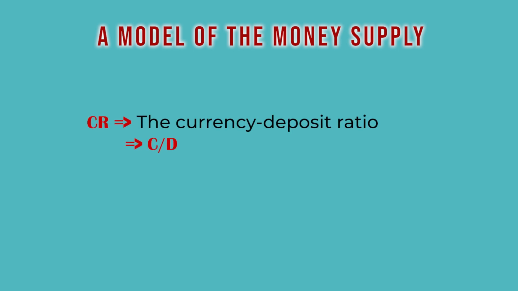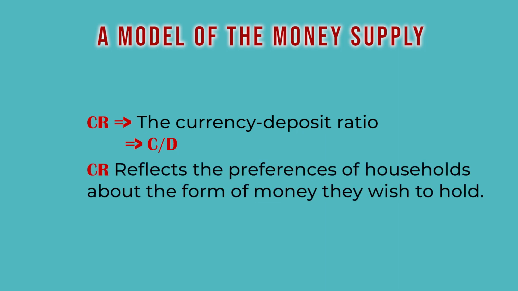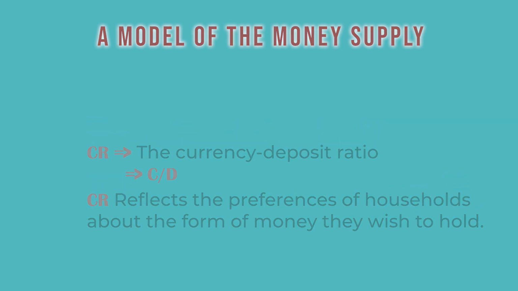Then we have the currency deposit ratio, the third exogenous variable, CR. It is the amount of currency C that people hold as a fraction of their holdings of demand deposits, D. This is C by D. That is, the currency deposit ratio, CR, is C by D. It reflects the preference of households about the form of money they wish to hold.